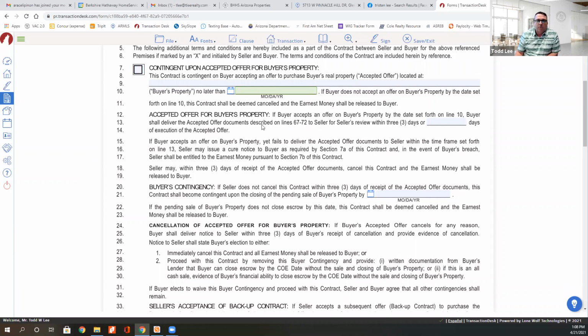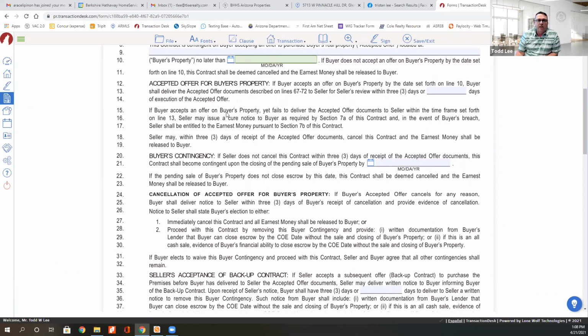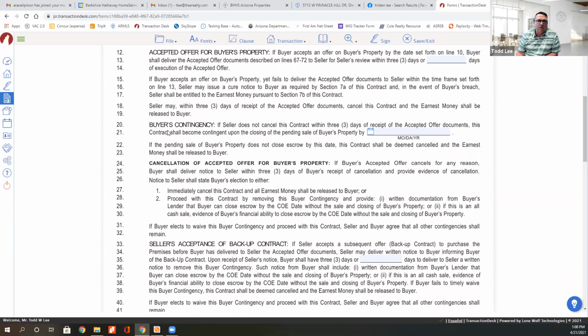Accepted offer for the buyer's property. If the buyer accepts an offer on buyer's property by the date set forth on line 10, the buyer shall deliver the accepted offer documents described in lines 67 to 72 to the seller for review within 3 days or blank days of the execution of the accepted offer. If buyer accepts an offer on the property yet fails to deliver the accepted offer documents to the seller within the time frame set forth, the seller may issue a cure notice to buyer as required by Section 7A of this contract. And in the event of the buyer's breach, seller shall be entitled to earnest money.